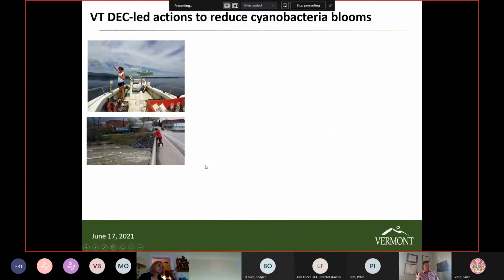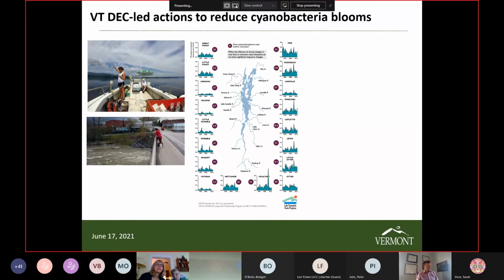We also do a lot of monitoring, and that helps us understand where the problems are and how to focus our mitigation efforts. Our monitoring on Lake Champlain and in its tributaries helps us identify the annual loads of phosphorus coming into the lake. And load is basically the concentration of phosphorus times the amount of flow, the volume of water coming into the lake. And with that, we can calculate loads.